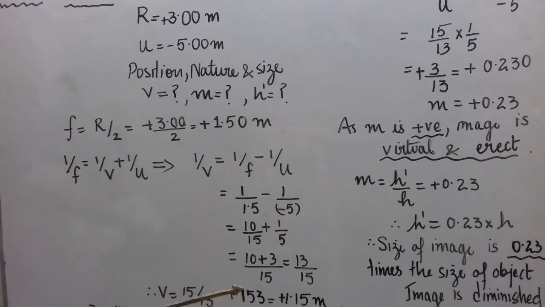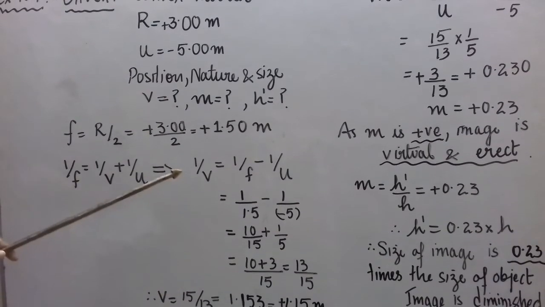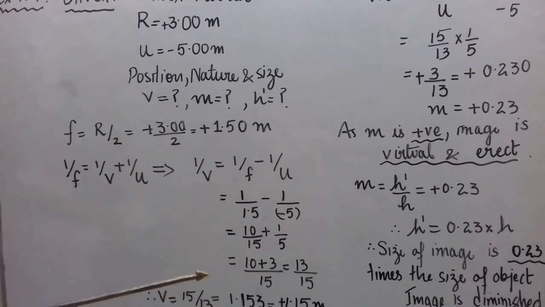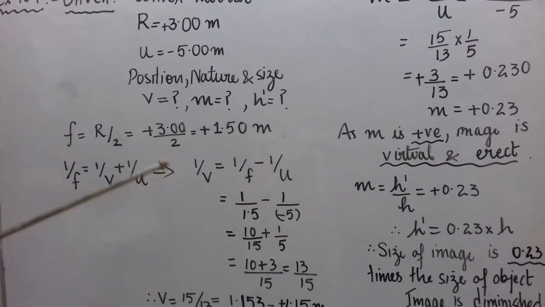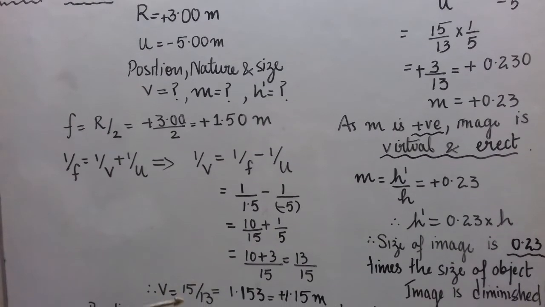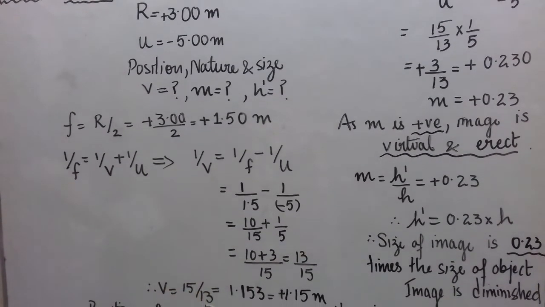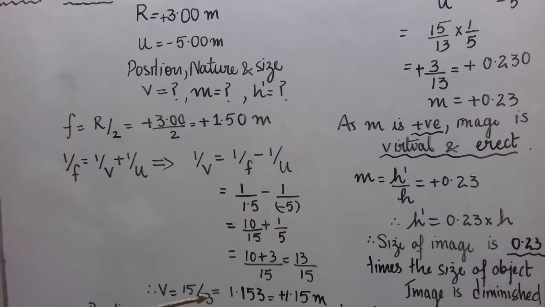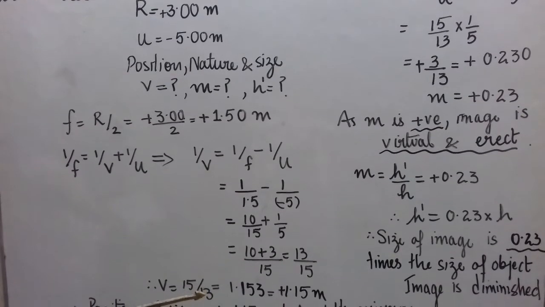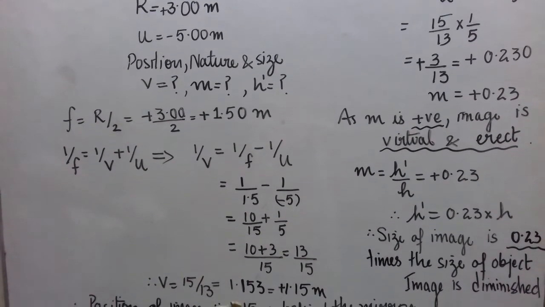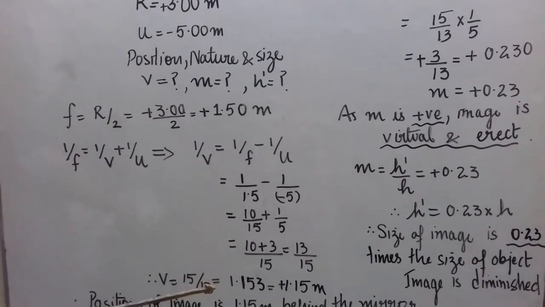So V will be equal to, some students do the mistake, they just write 1 upon V is 13 upon 15, therefore V is equal to 13 upon 15. They do the mistake here. You have to take the reciprocal. V is equal to 15 by 13. Get the answer in 3 decimal places, 1.153. Round it off to 2 decimal places and using the rules for rounding off, it is plus 1.15 meters as this 3 is less than 5.